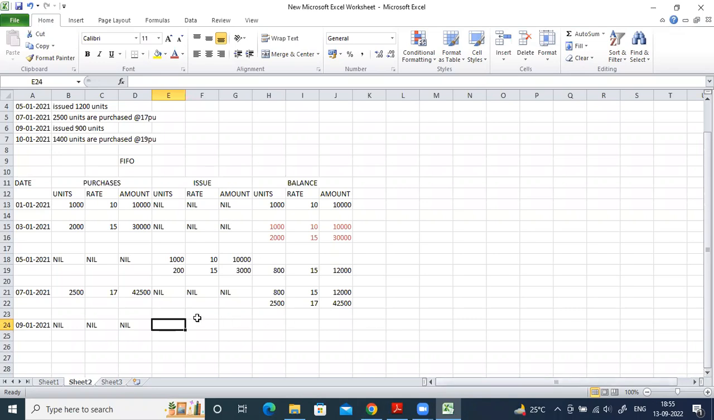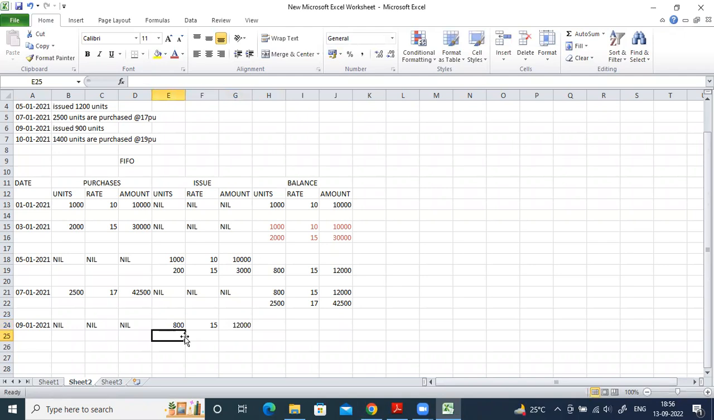Now, but my question is here in the issue column, you issue 900 units. So how we need to record it? From which lot we need to take 900? Because we have two lots in our godown. One is the 800 lot and the other one is 2,500. From which lot we need to issue? 800, sir. Yeah, because first in first out means whatever our first stock is there, that needs to be given. 800, 15, 12,000.